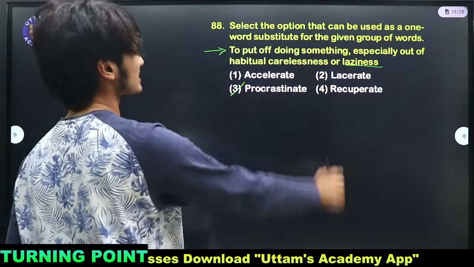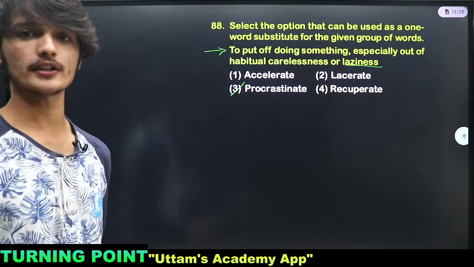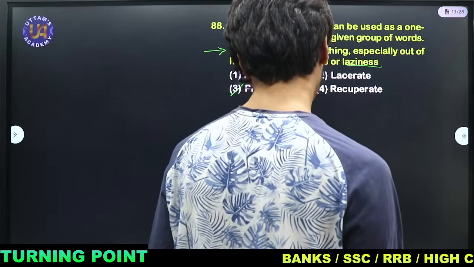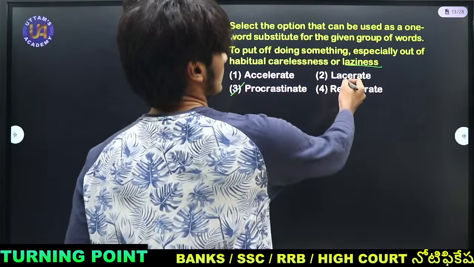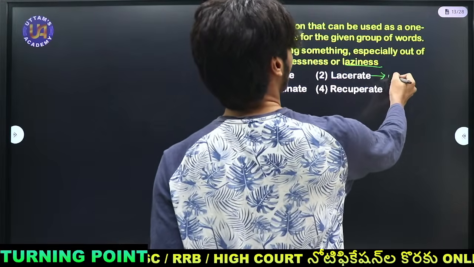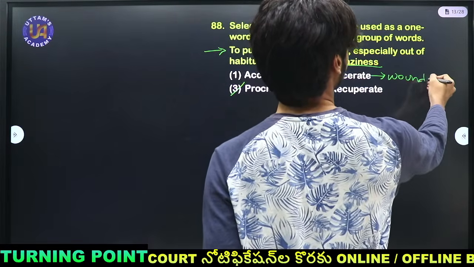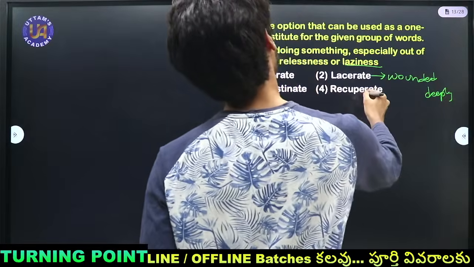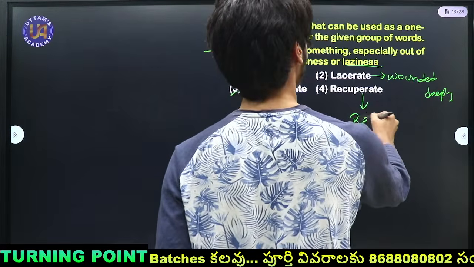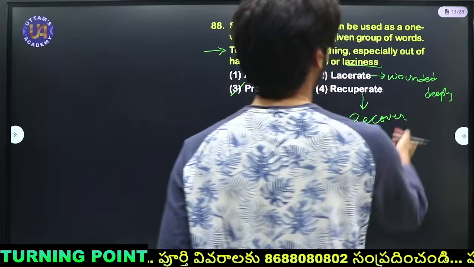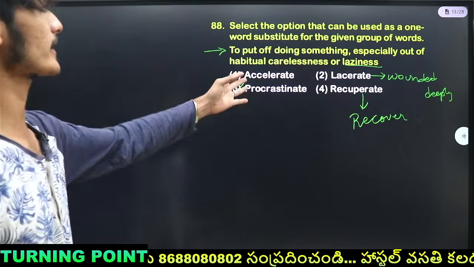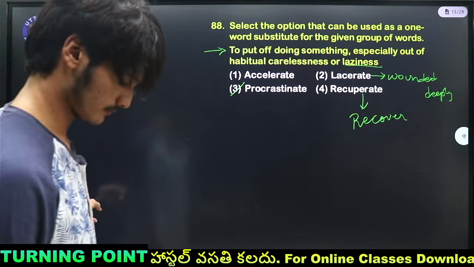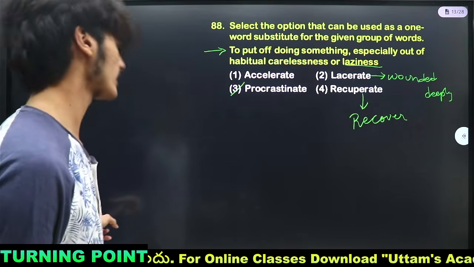Coming to the word acceleration. Acceleration means boosting up the speed. Then we have lacerate. Lacerate means wounded deeply. Recuperate means recover something. So the correct one is procrastinate. Hope everyone got the idea. Yes, Narendra, I did cover it.